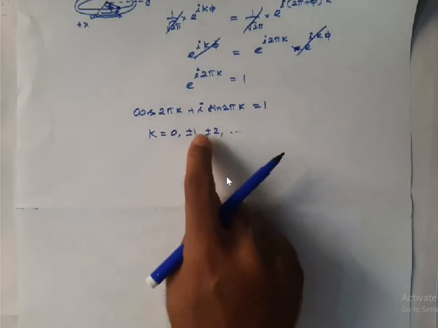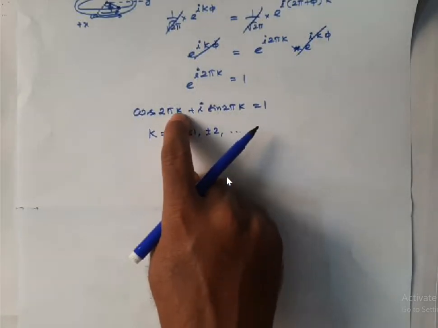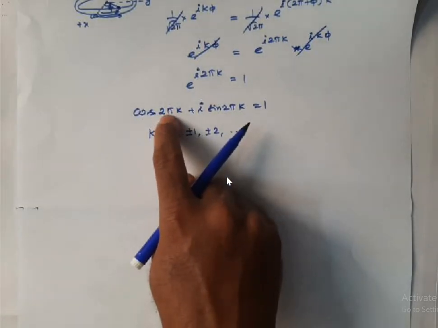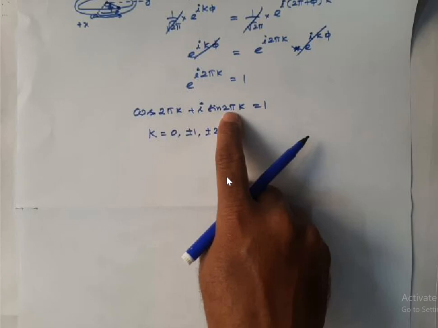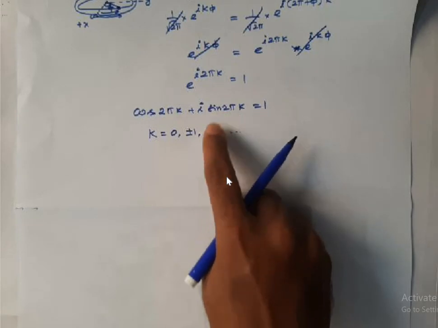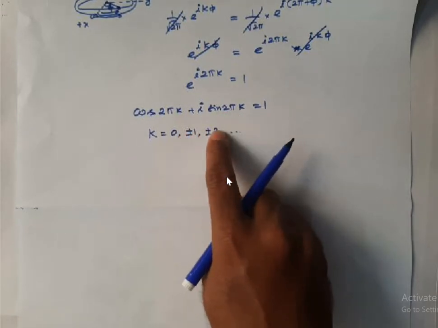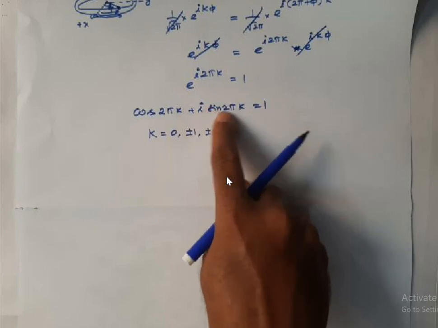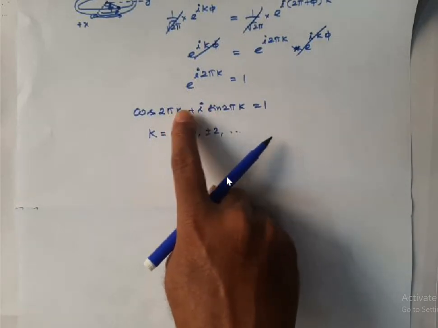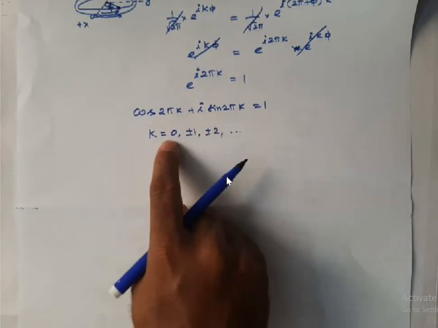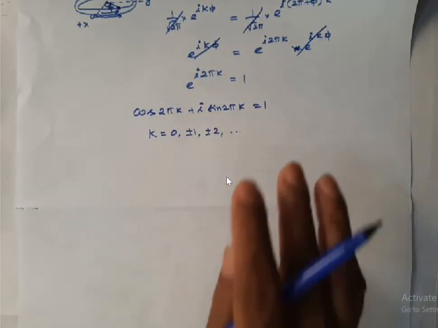If I put k equal to plus 1, you'll get cos 2 pi. Cos 2 pi is plus 1, whereas sin 2 pi is 0. Sin of all multiples of pi is 0. Therefore, if I put k equal to 0, plus 1, plus 2, plus 3, whatever it is, this part becomes 0, and this part gets the value of 1. So this equation is valid only if k equals 0, plus or minus 1, plus or minus 2, etc.